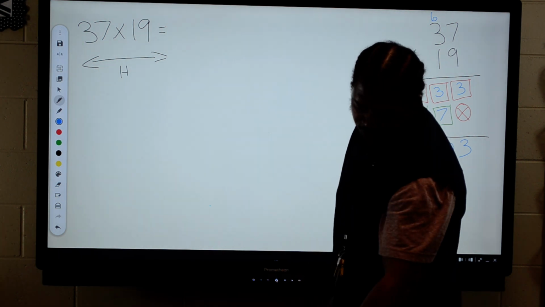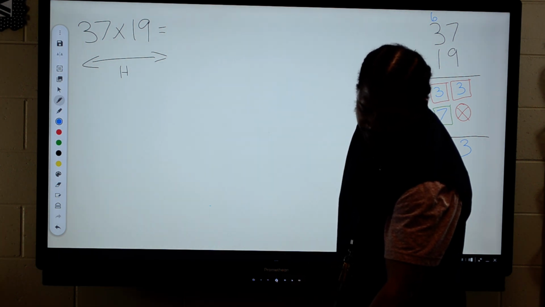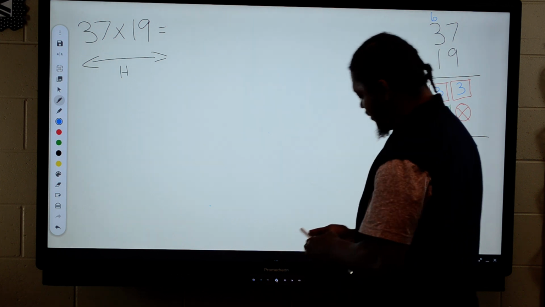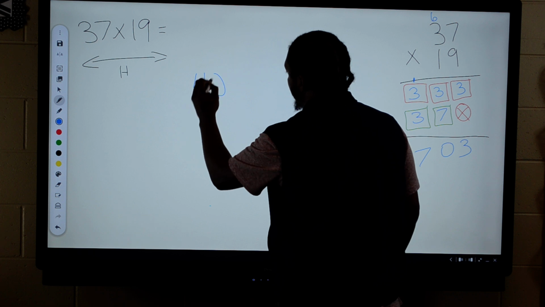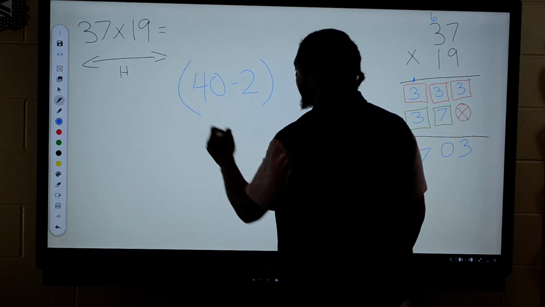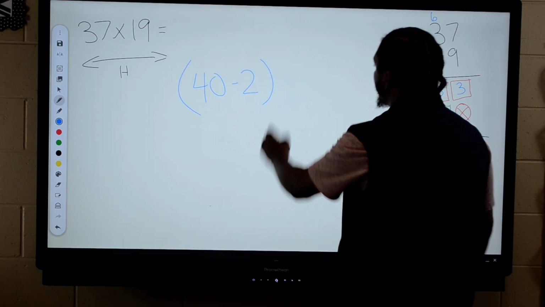The last one we have for number 1A is 40 minus 2, or the difference of 40 and 2, times 19. So here we have 40 minus 2 in parentheses, and after we're done with that, we're going to multiply it by 19.